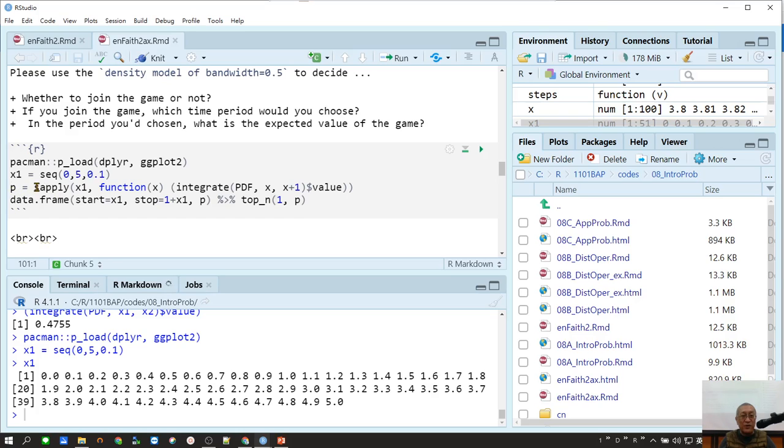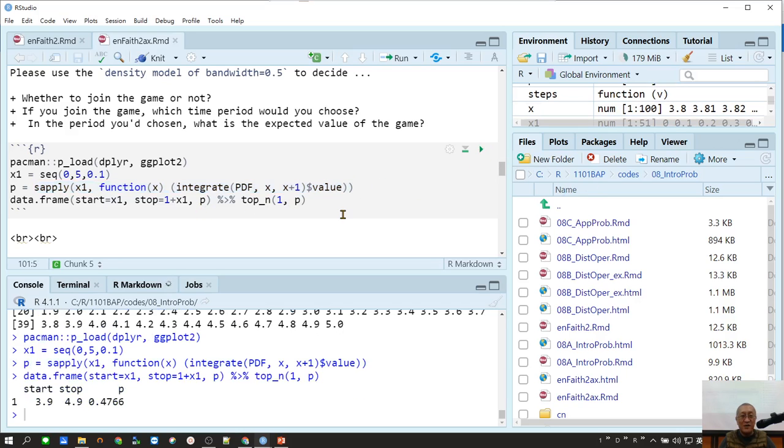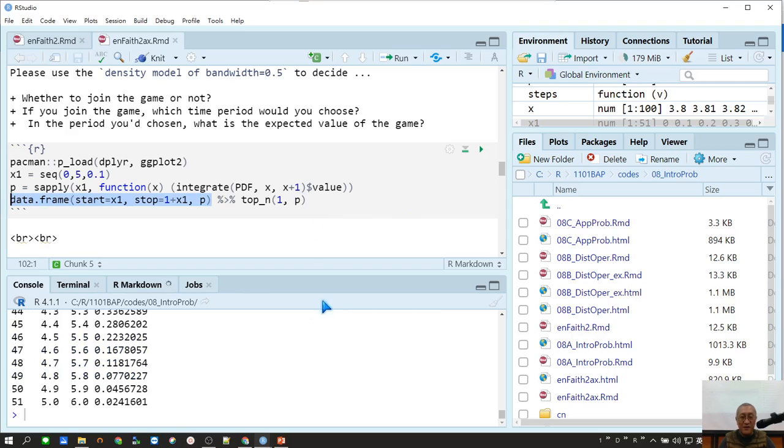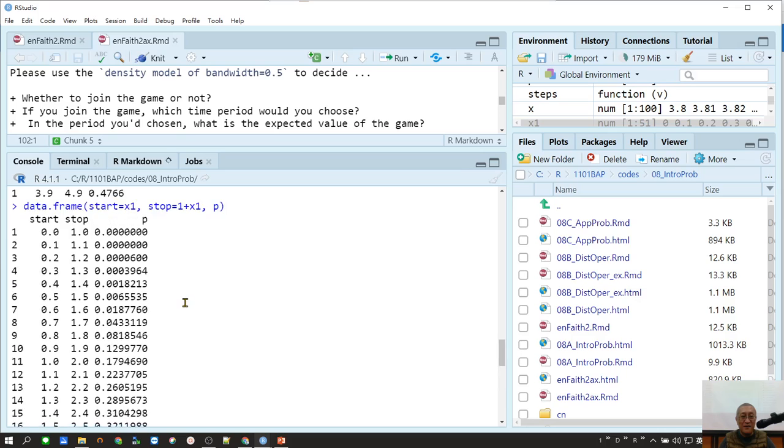This line of code is actually doing this sapply and putting the outcome of sapply in P, right? And then we put everything into a data frame, right? Let's see, this is X, this is X plus 1, so this is the starting time and stop time. And this is the probability, isn't it? This is why we want to learn R, right?